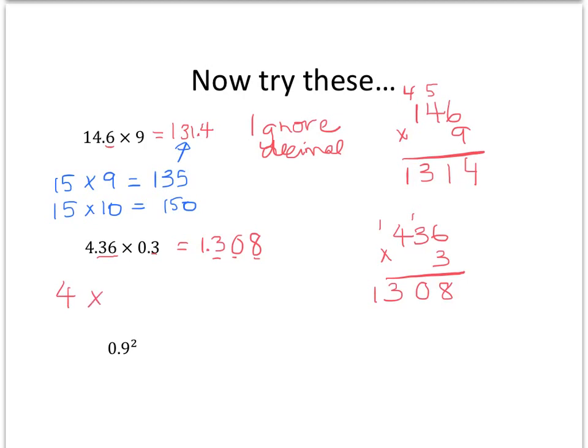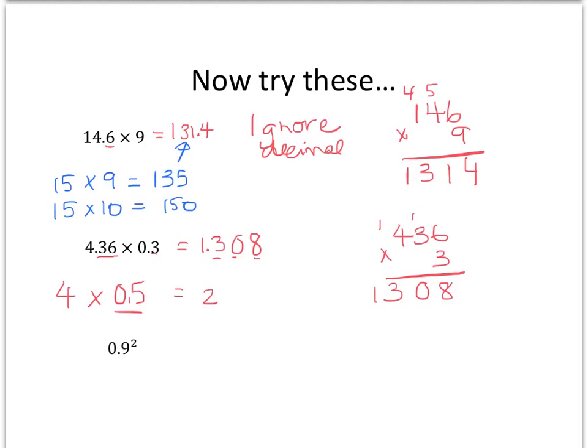Now, if I round that to 0, I'm just going to get 4 times 0 is 0, and that's not that helpful. But I can say 4 times 0.5, because I know 0.5 is a half, so that just means I'm taking half of 4, which is 2. And 2 is pretty close to 1.308, so I know from my estimation that I've got the right answer.